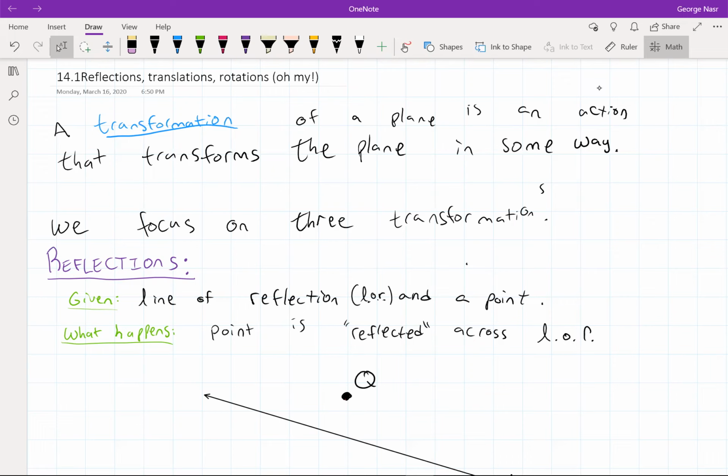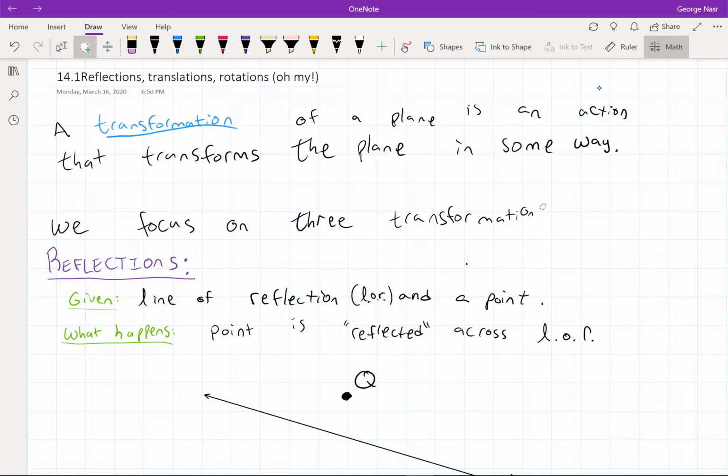So first of all, all of these things we're talking about in this section are called transformations. And a transformation of the plane is just, it's probably a useless definition, but I wrote it down anyways. It's a way to transform the plane. What I mean is I'm going to move the plane around, shift things, rotate them, reflect them. I'm going to do all sorts of things. So everything we talk about today is a type of transformation.